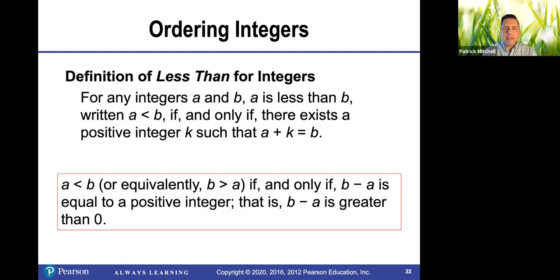A is less than B, or equivalently B is greater than A, if and only if B minus A is equal to a positive integer. That is, B minus A is greater than 0. So that's a different way to say it.